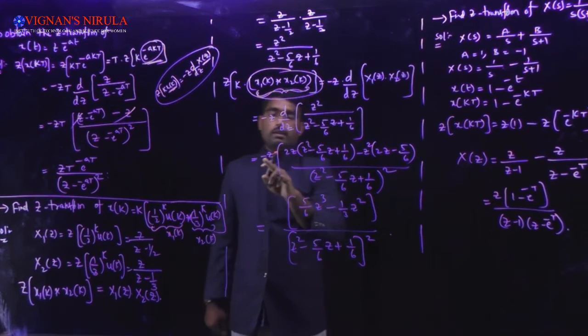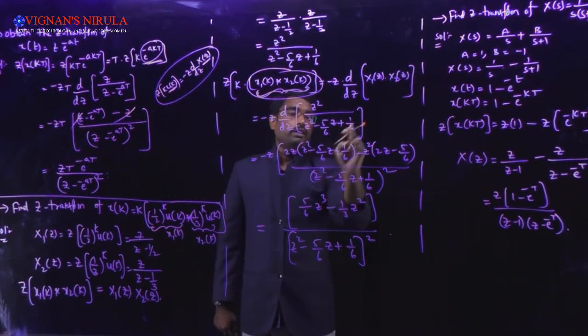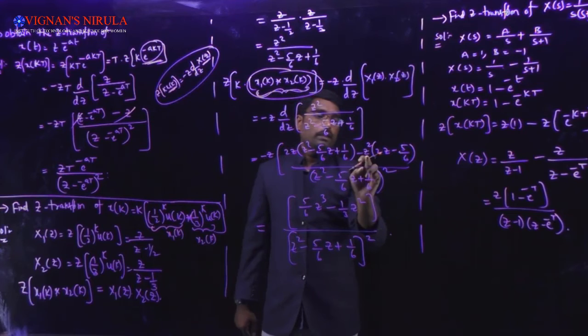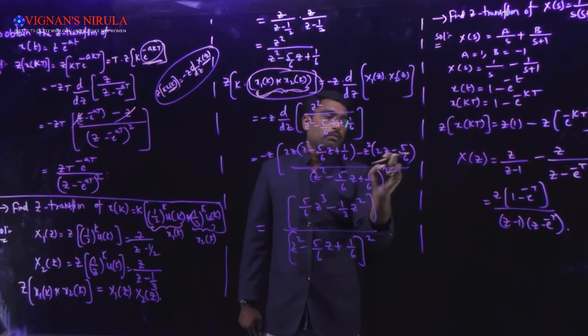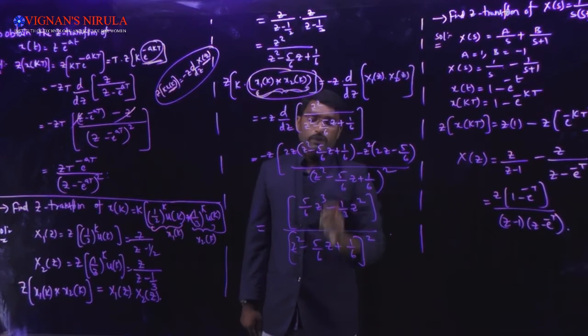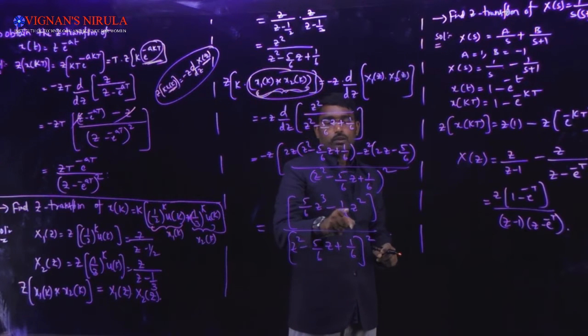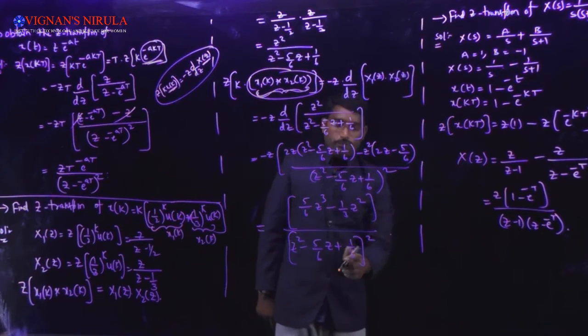Now in the same way, minus z into vu dash. That is v into u dash, which is 2z minus u z square into v dash, which is 2z minus 5 by 6, by v square. By simplifying this, we get 5 by 6 z cube minus 1 by 3 z square, by z square minus 5 by 6 z plus 1 by 6 whole square.